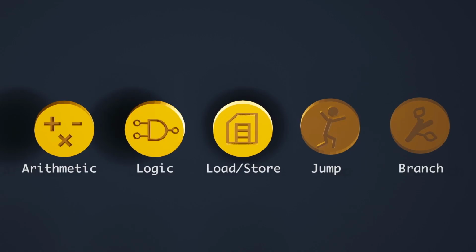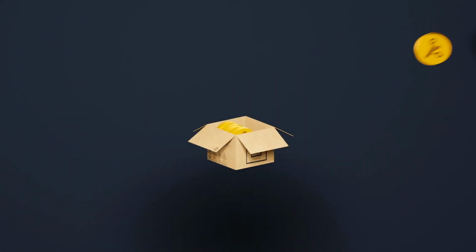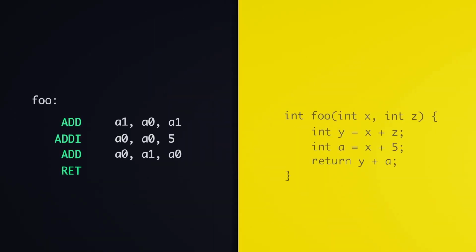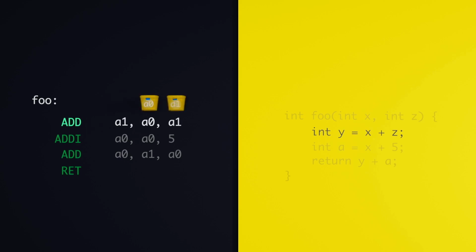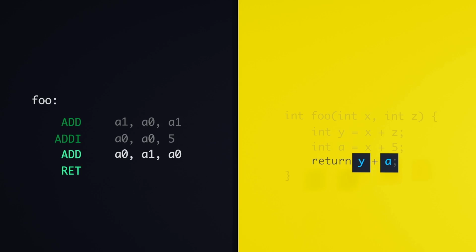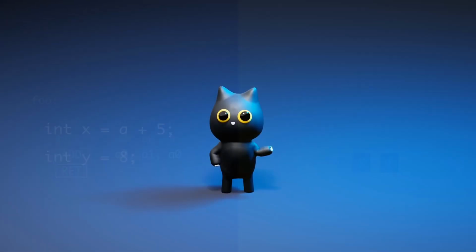Now, at this point, let us integrate whatever we have learned so far with a real decompilation example. We have an add instruction acting on A1 and A0. Here, we are performing the addition of X and Z. Instead of storing the result into a separate register like A2, the compiler reuses A1 as an optimization. The next line of code translates to an add-I instruction since we have a constant 5 that we are adding to X. Finally, the two variables y and a are added together and returned.